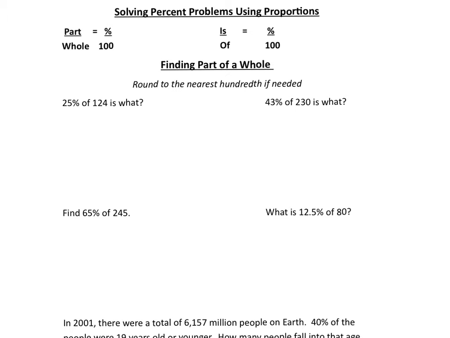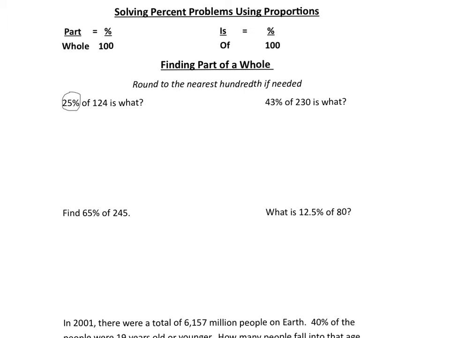When we read the first problem, on this page we're finding the part out of the proportion. Notice that it tells us that we can round to the nearest hundredth if we need it. Doesn't mean we're going to need it, but if we need it, that's what we need to round to. The first one says 25% of 124 is what? So what I like to do is circle the part, the whole, the percent, or the is, the of, the percent.